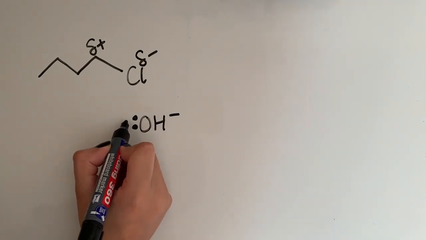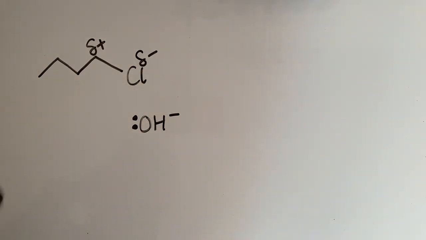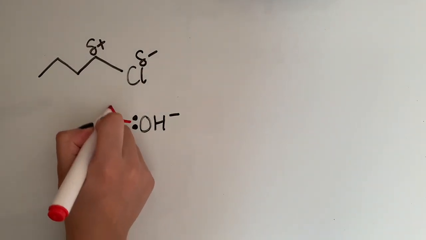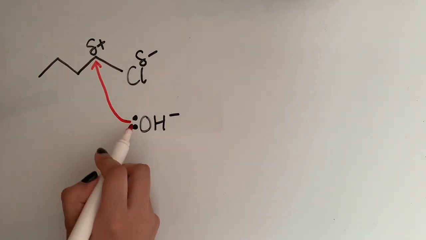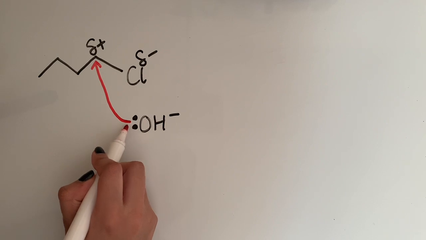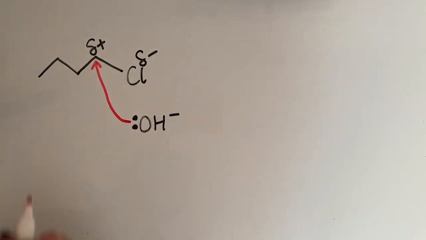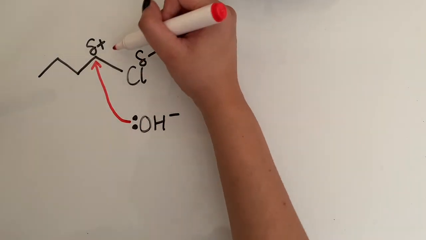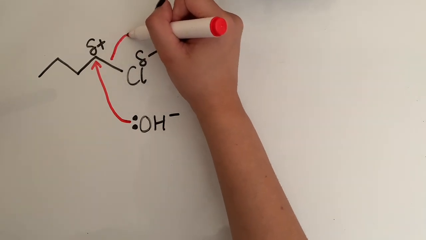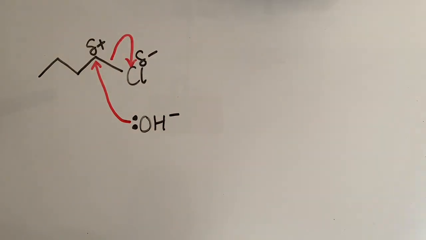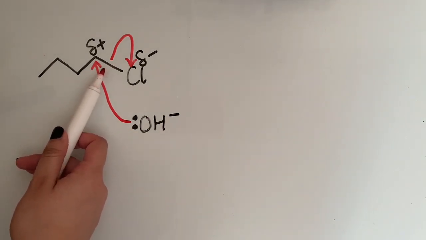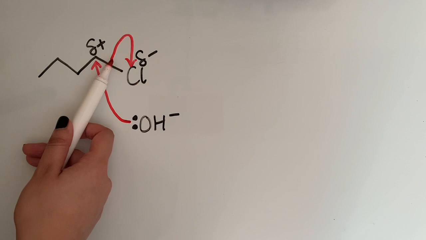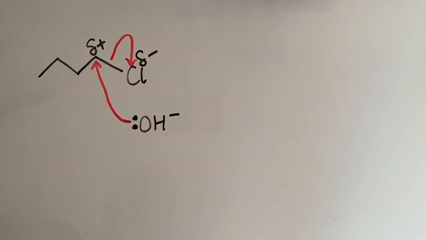My lone pair of electrons, I'll do this different colour. My lone pair of electrons is going to go over here. So we're going to form a bond with that carbon. So it's going from the lone pair on the nucleophile to the carbon that is delta positive. And then this carbon-chlorine bond must break, like so. Okay, just a reminder, if we're breaking a bond like this it is called heterolytic fission, because both the electrons in this bond are going to go to one atom, the chlorine.